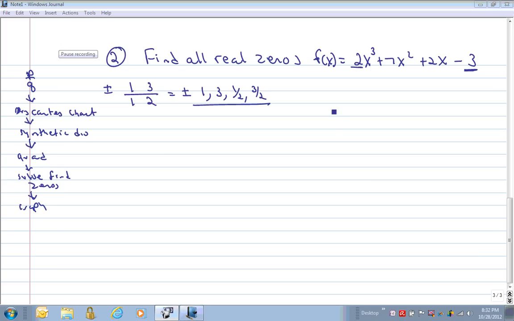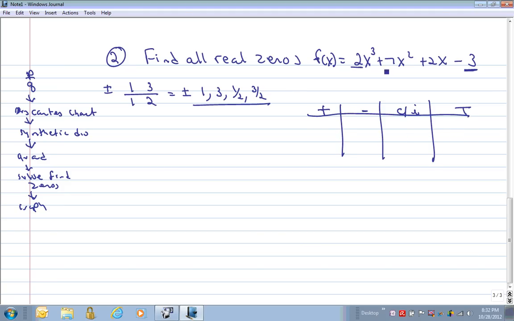Alright, remember how to set up our chart. We're going to have our positive values, our negative values, our complex imaginary values, and our total. And this is the types of solutions. How many positive real roots we have, how many negative real roots we have, not the actual value of the root, but the positive and negatives, how many complex we might have, and how many total. Alright, well, we know that the total will be 3 because we have a third degree polynomial. So let's go ahead and put a couple of rows in. We might have more rows, but at least we know we have 2.